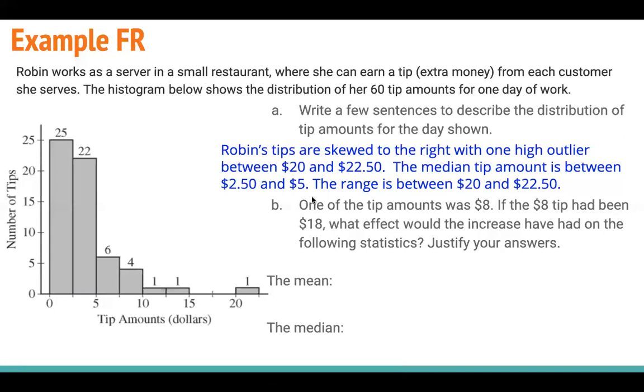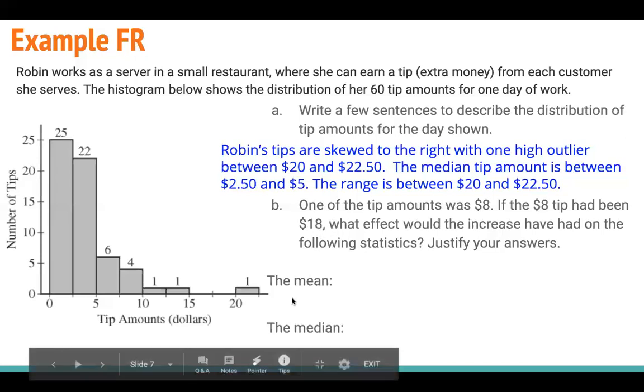So then let's go to part B. One of the tip amounts was $8, and if the $8 tip had been $18, what effect would the increase have had on the following statistics? The mean and the median. This question is asking about the resistance of the median versus the mean. The mean is going to go higher because it's not resistant. The median is going to stay about the same because it is resistant.